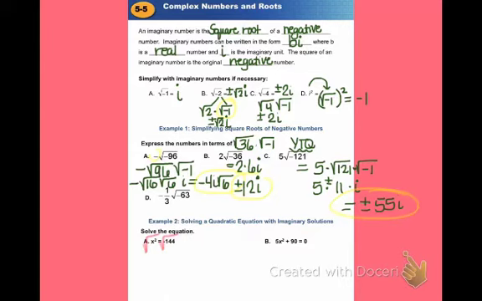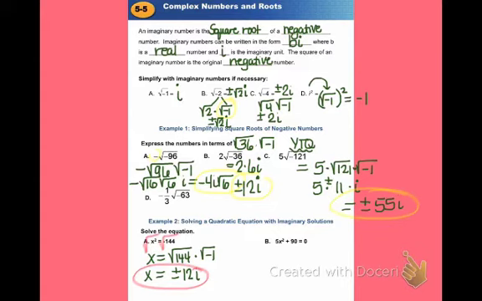But now we know we can, because we can simply split this up into the square root of 144 times the square root of negative 1. And that gives me plus or minus 12, which is the square root of 144. And then the square root of negative 1 is i. So that means my two solutions are plus or minus 12i. And one last example here.